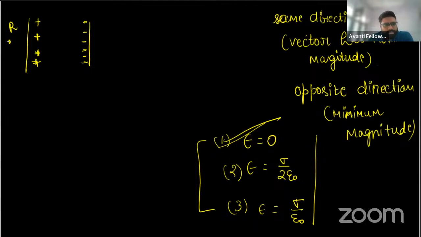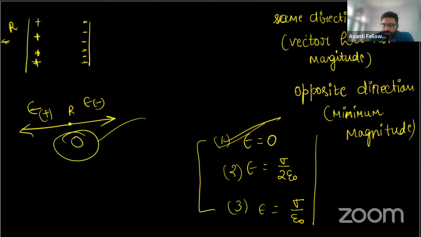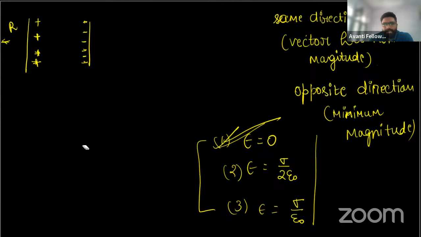At point R also it will be the same: away from positive, and towards the negative charge. This is E negative, this is E positive, opposite in direction, magnitude will be 0. Option 1 is correct. Very good. So these types of questions can be asked. Okay?